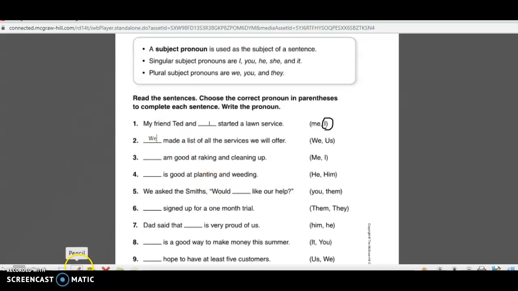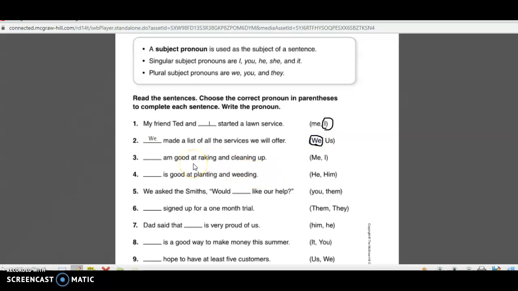So in this sentence, because it's the subject of the sentence, who or what the sentence is about, we would have to use we, not us. There we go. That was a pretty good circle.